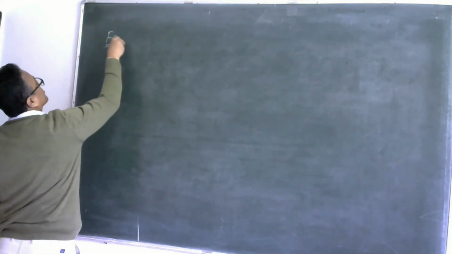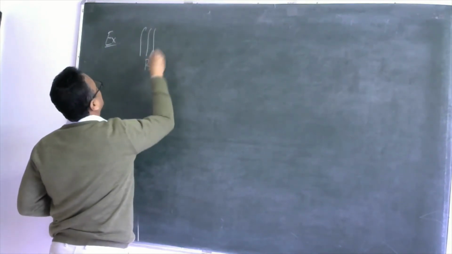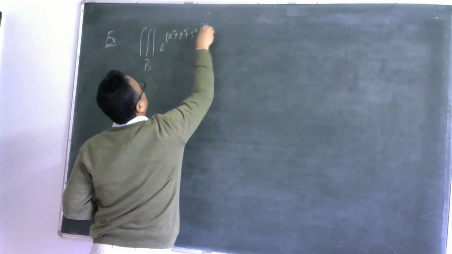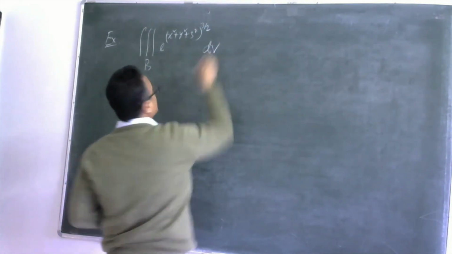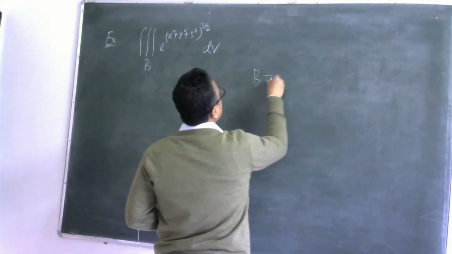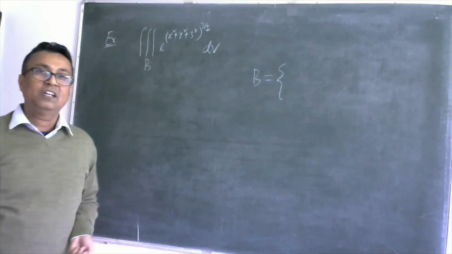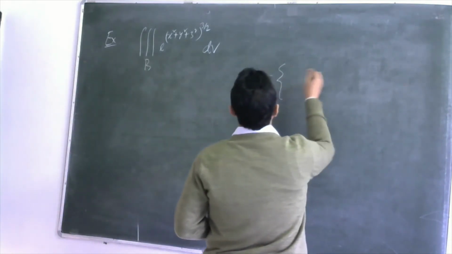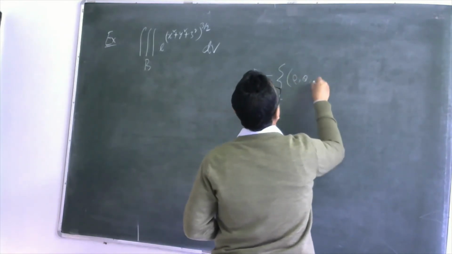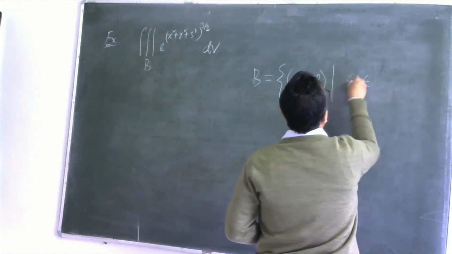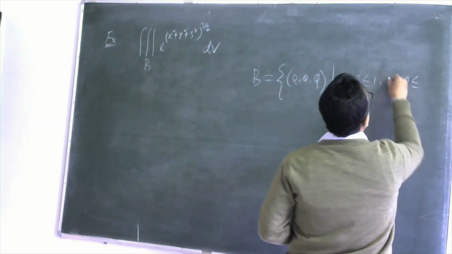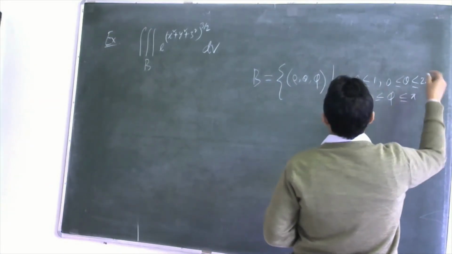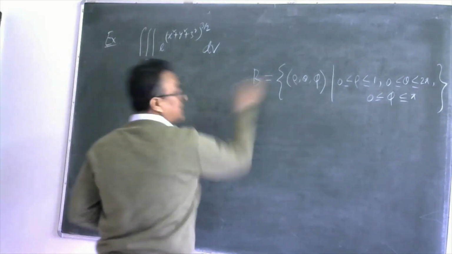Suppose we have to find out this triple integral of e to the power (x squared + y squared + z squared) to the power 3/2 dV, where B is nothing but the unit ball, given in terms of rho, theta, phi, such that rho lies between 0 and 1, theta lies between 0 and 2 pi, and phi lies between 0 and pi. These have been given in spherical polar coordinates.